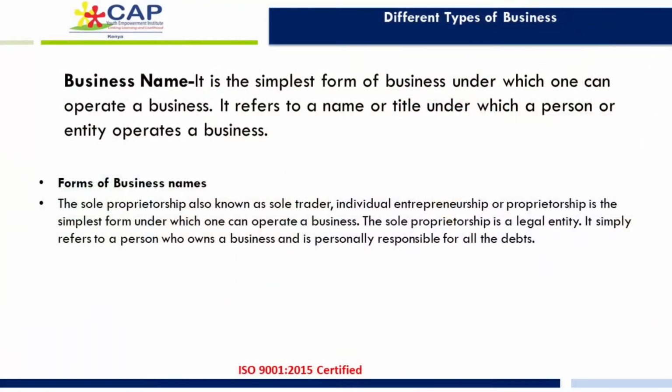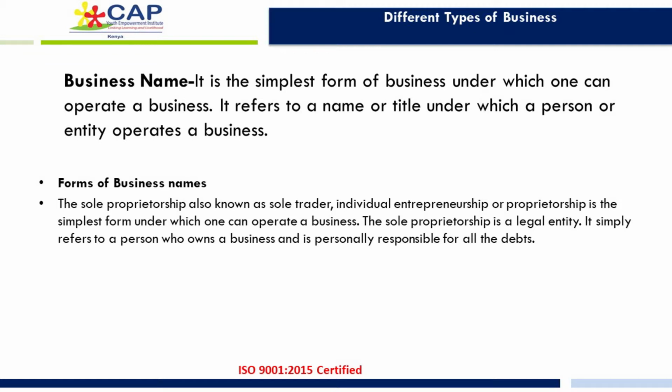First, the different kinds of businesses that you can register. There are very many, but we will focus on just a few here, the most common, and then we will go into some detail about one of them. The first one is the business name. Business name is the simplest form of a business under which you can operate as a business in Kenya.